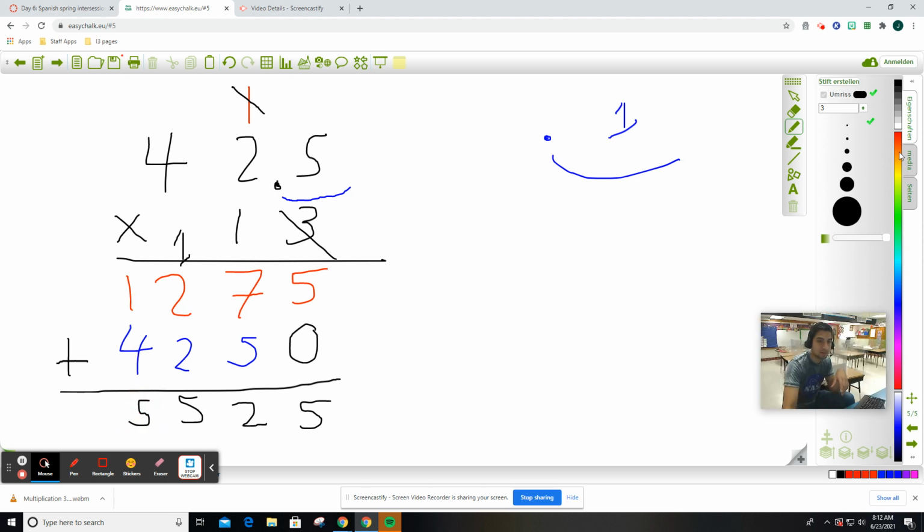So I'm looking at this here. I'm going to move my decimal place just 1 time, because that's what I wrote here, that's how many times I counted. So I'm going to move this here 1 time. So my answer here will be 552 and 5 tenths. And that's how we multiply whole numbers with decimals.